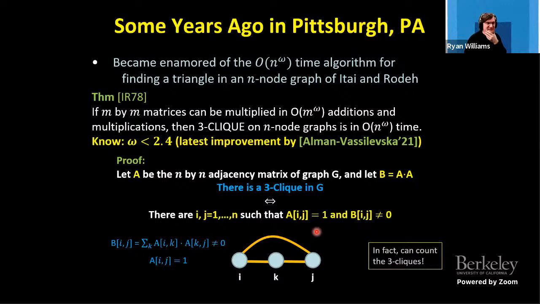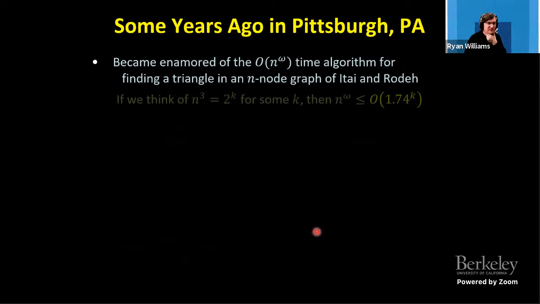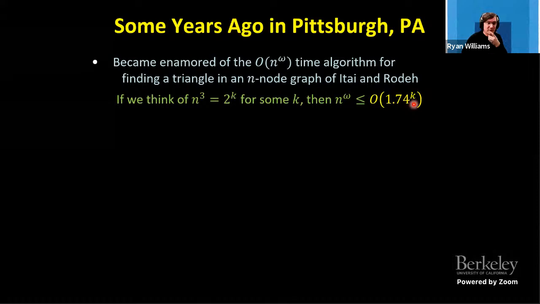So I wanted to use this. In fact, you can count the three cliques, okay? So I wanted to use this to somehow solve SAT faster or some NP-hard problem faster. So suppose we just thought of n cubed as 2 to the k for some k, all right? Maybe k is like the number of variables in some other problem. Then n to the omega would be about 1.74 to the k, okay? So if this were like 2 to the n for our running time, we'd be at 1.8 to the n running time. Okay, so if we could somehow embed a SAT problem into some triangle finding instance with this property, maybe we could solve SAT faster.